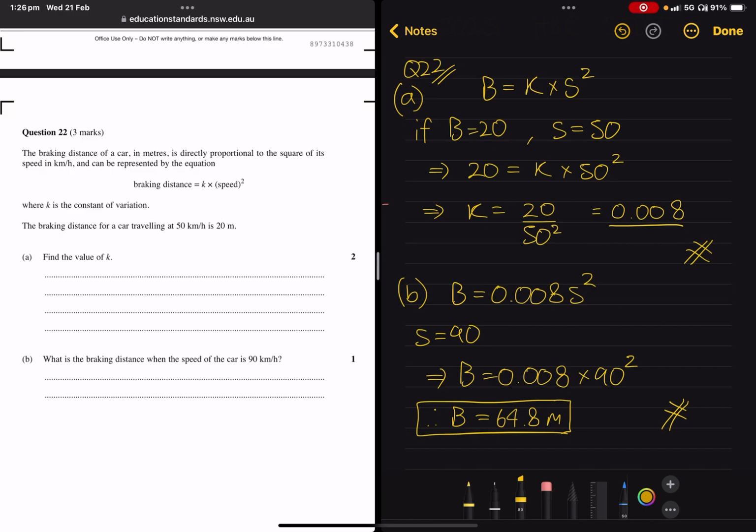So let's talk about the marking. For part A, you get a mark for correctly substituting values into the formula, so you'll have some working. You get the second mark for the correct solution. So if you don't quite get the correct solution, but you did have some working, you'll still get something. If you don't get the correct solution, you will not get the second mark though. And then for part B, you'll get 1 mark for having 64.8 with working demonstrating that, nothing for anything else. So this is how we do question 22.